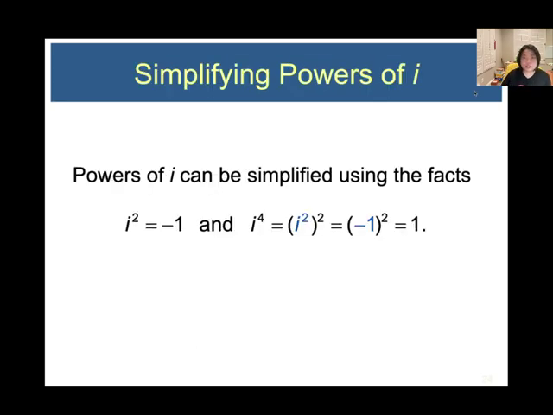Okay, simplifying powers of i. You know i squared is going to be equal to -1. i to the power of 4, we could break it down like this. This is the exponents: 2 times 2, you're going to get the 4 here. And you know i squared, that's equal to -1. And -1 squared, that's going to be equal to +1. Okay, right?